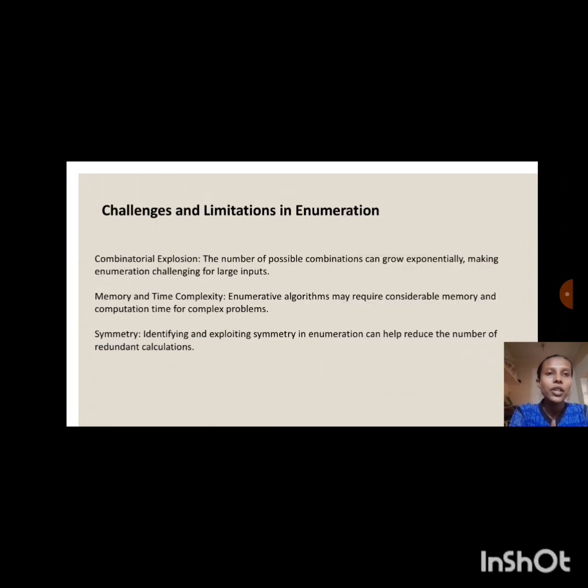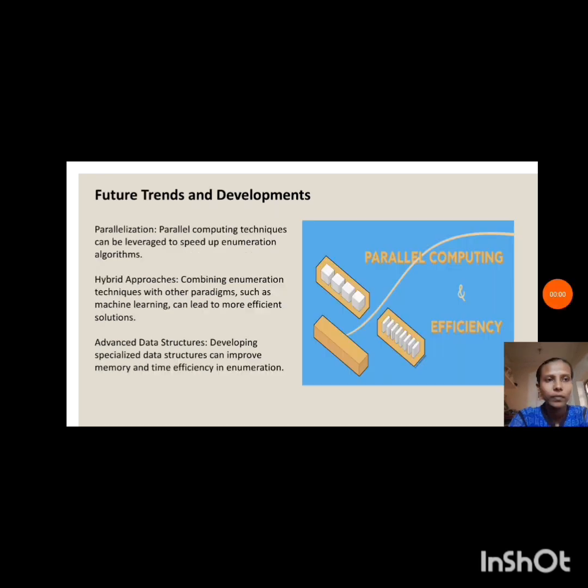Challenges and limitations in enumeration. Combinatorial explosion: the number of possible combinations can grow exponentially, making enumeration challenging for large inputs. Memory and time complexity: enumerative algorithms may require considerable memory and computation time for complex problems. Symmetry: identifying and exploiting symmetry in enumeration can help reduce the number of redundant calculations.